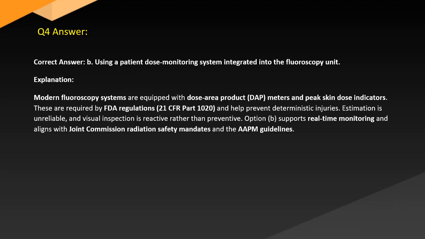Answer. Correct answer: B. Using a patient dose monitoring system integrated into the fluoroscopy unit. Explanation. Modern fluoroscopy systems are equipped with dose area product, DAP, meters and peak skin dose indicators. These are required by FDA regulations, 21 CFR Part 1020, and help prevent deterministic injuries. Estimation is unreliable and visual inspection is reactive rather than preventive. Option B supports real-time monitoring and aligns with Joint Commission radiation safety mandates and the OPAM guidelines.